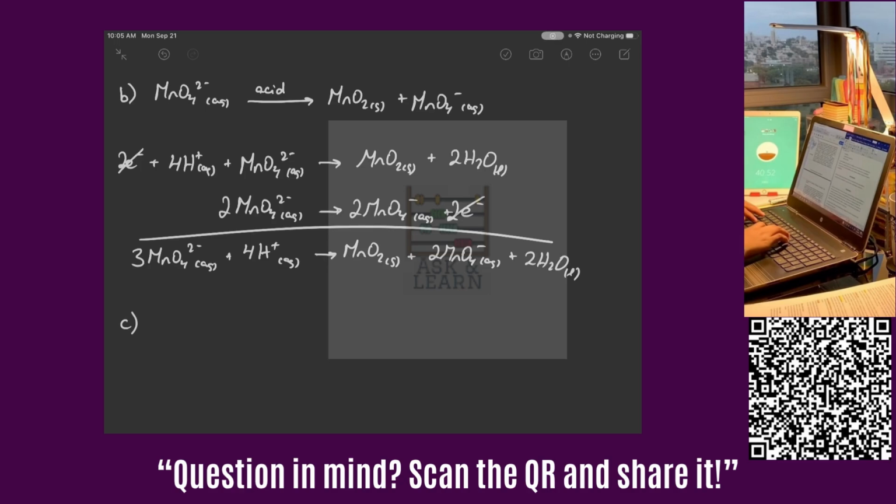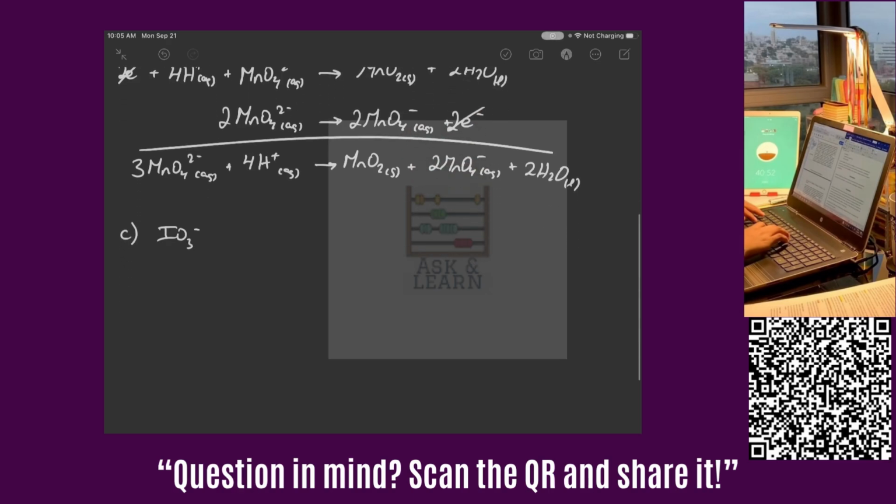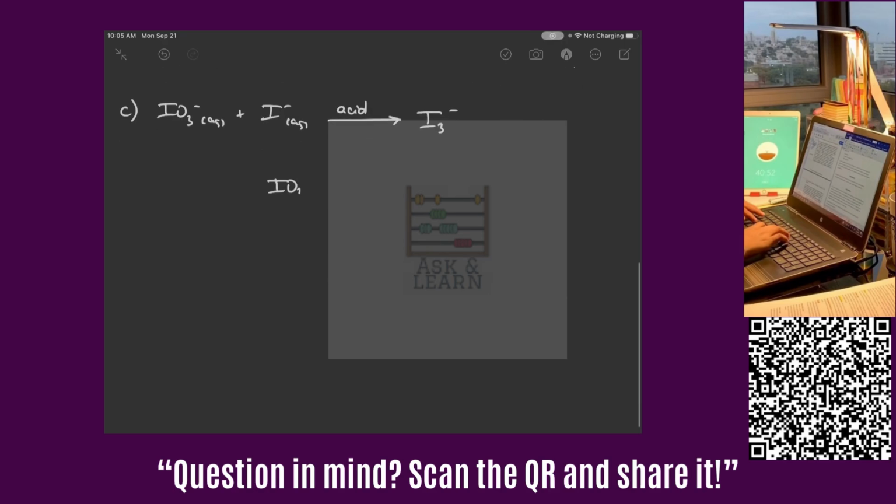For C, we're going to balance this in acid. We have IO3 minus add I minus in the presence of acid, and this will produce I3 minus. Let's break this up into two half reactions. Let's first put a 3 here to balance the iodine, 9H2O to balance the oxygen, 18H plus to balance the hydrogen.